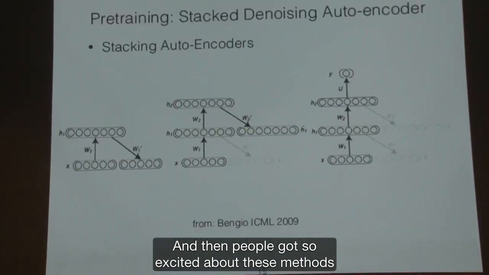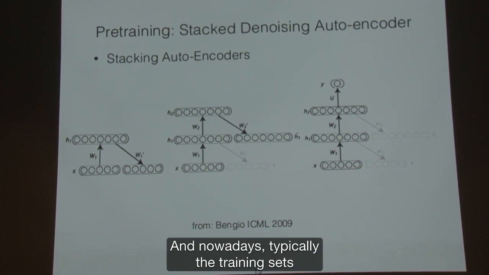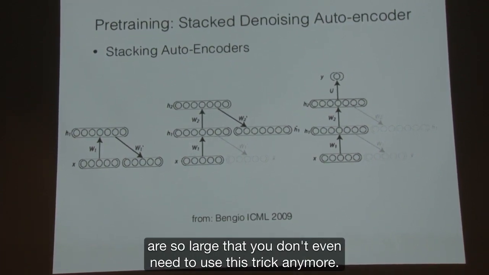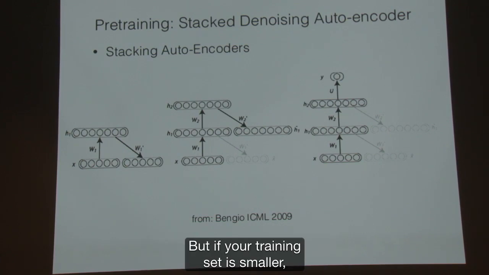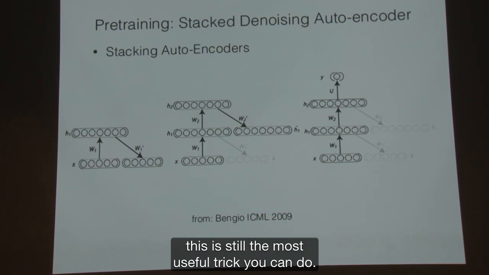And then people got so excited about these methods that they actually started to label more and more and more. And nowadays, typically, the training sets are so large that you don't even need to use this trick anymore. But if your training set is smaller, but you have access to a big set of unlabeled data, this is still the most useful trick you can do.